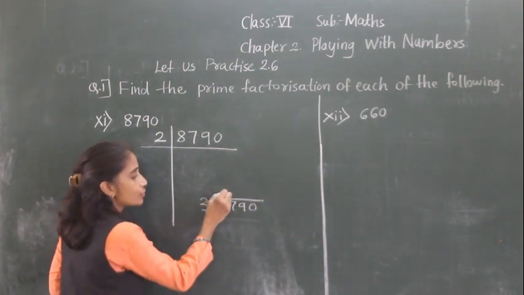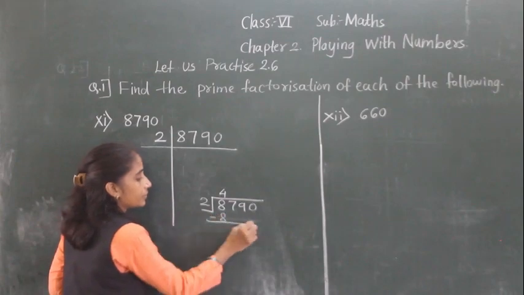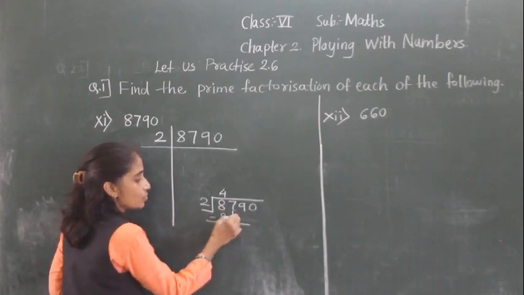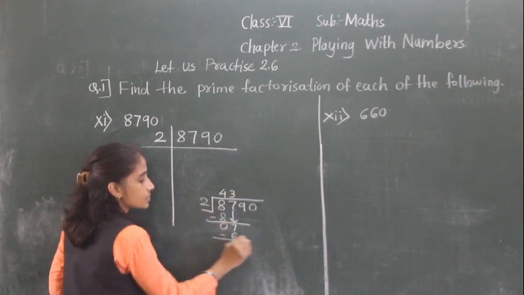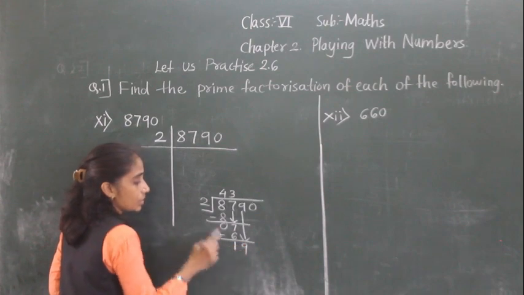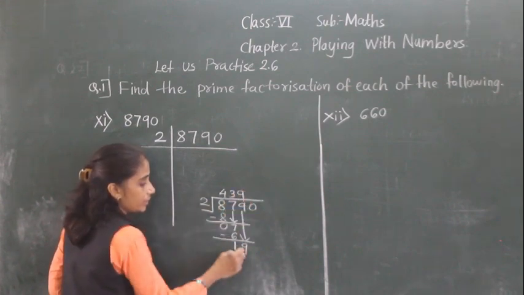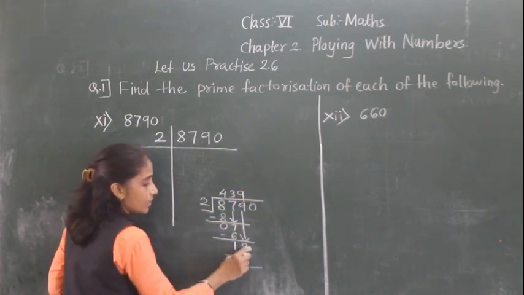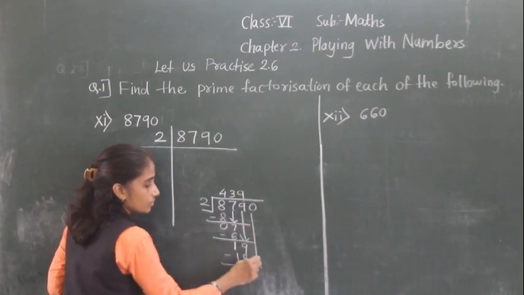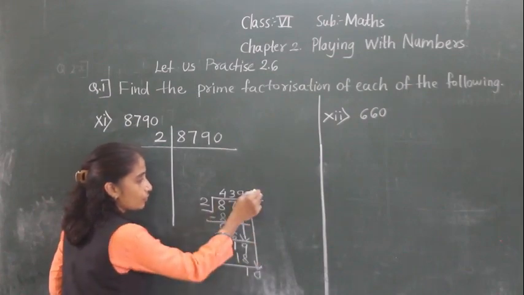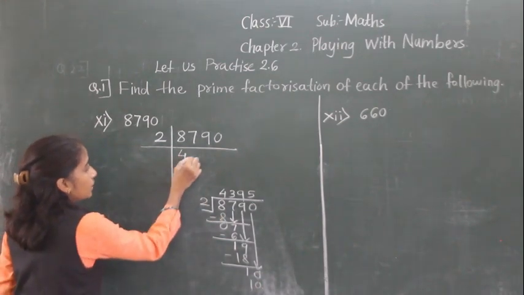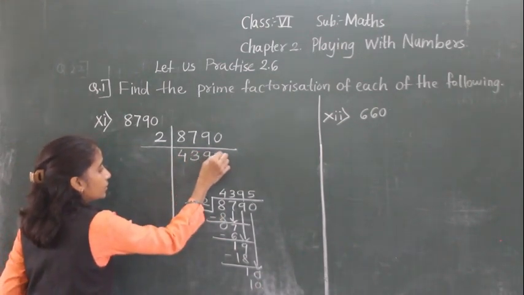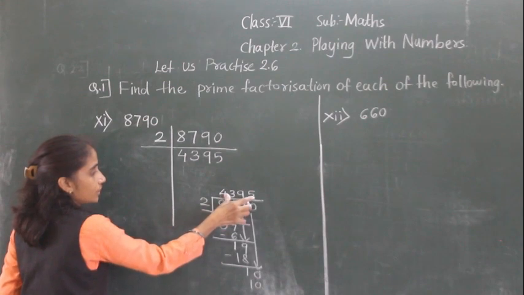Divide by 2. 2 4s are 8, 8 minus 8 is 0, 7 will come down, 2 3s are 6, 7 minus 6 is 1, 9 will come down, 2 9s are 18, 9 minus 8 is 1, 0 will come down, 2 5s are 10. So 4,395 will come here. Yes, 4,395.